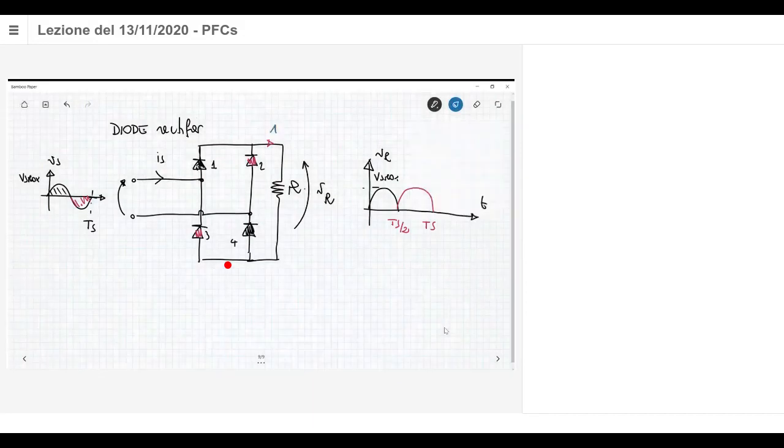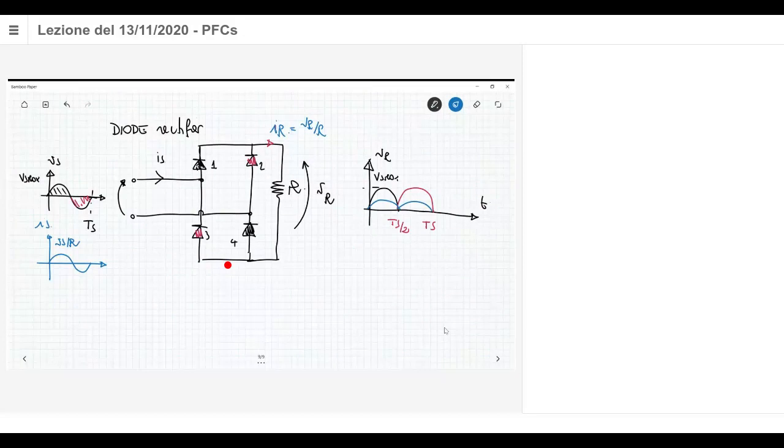What about the current flowing at the output side? The current IR is simply VR over R, so it's something like this. And the input current is a sine wave, which is Vs over R. Okay, this is IS. So apparently here you have no distortion of the current. Then you can have the total power factor, which is 1, because you have no displacement between the voltage at the input and the current. They are both sine waves, so no problem.